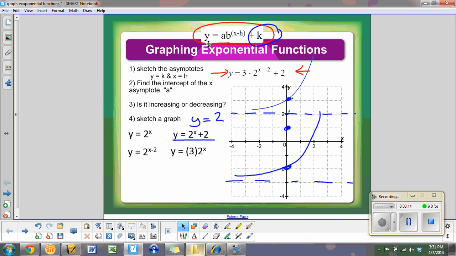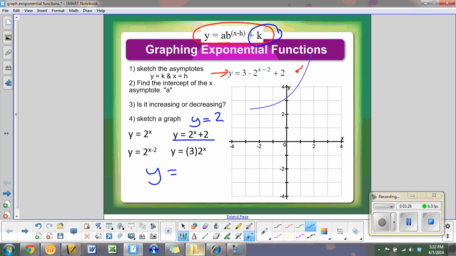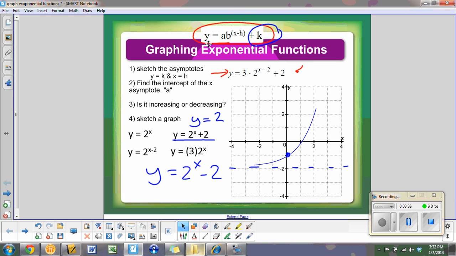Okay, so the number that's added at the end is our y asymptote, and it shifts the graph up and down. So if I had y equals 2 to the x minus 2, then I would have had an asymptote down here at negative 2. The point is going to cross 1 above it, and then my line looks like that. Okay, so that's what that one does.